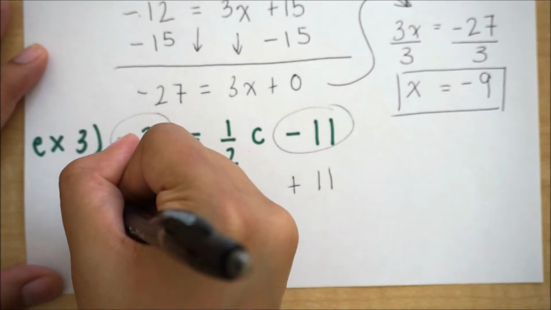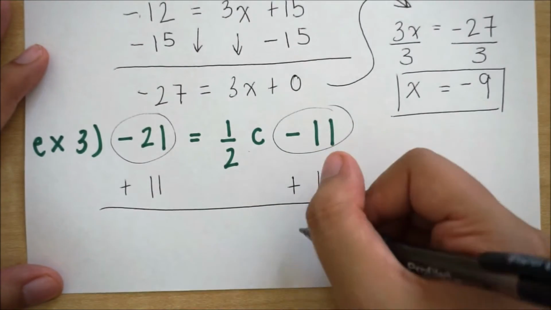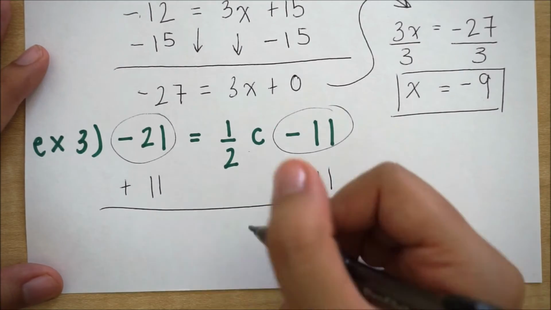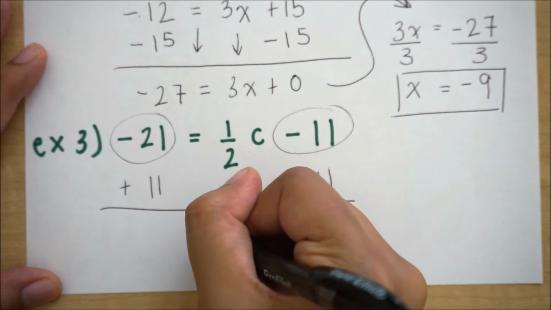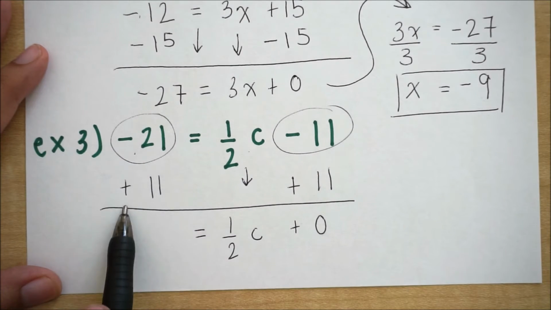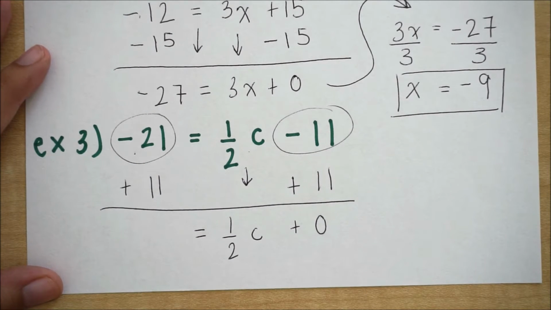So we add 11 to both sides. That gets rid of the 11 on the right side of the equal sign. So we have negative 11 plus 11 is positive 0. And we bring the half c down. We say negative 21 plus 11. What is that answer?